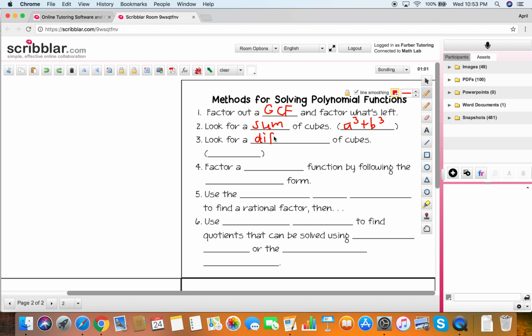If that doesn't work, then we are jumping to some patterns that we saw, the sum of cubes and the difference of cubes, which we learned last week. And then we're going to factor a quartic function by following the quadratic form. But remember, this only works if I have something like this. Numbers are written here, I can just make it up. Okay, we went from 4 to 2.